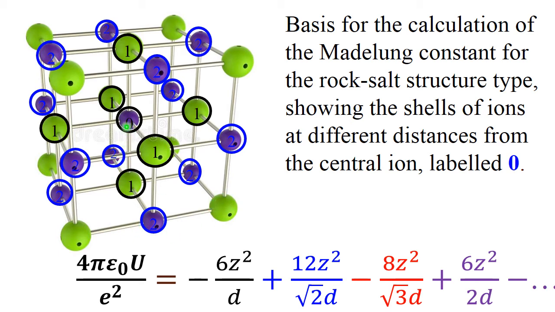Of course, this is not the end of the story, because next we'll have another layer of 8 ions that are at square root of 3 distance from our original, and they are of opposite charge, so this is negative energy. Next we'll have 6 ions with positive charge, and this series will continue way into infinity.